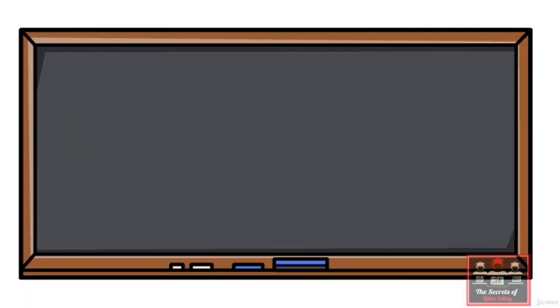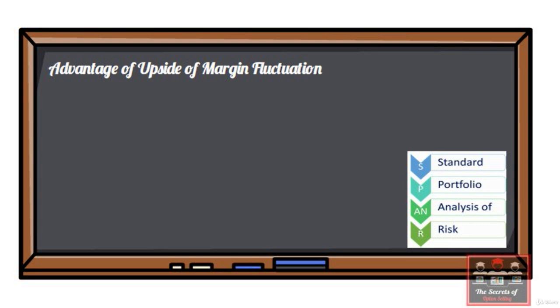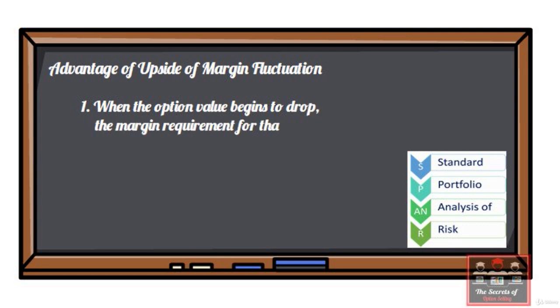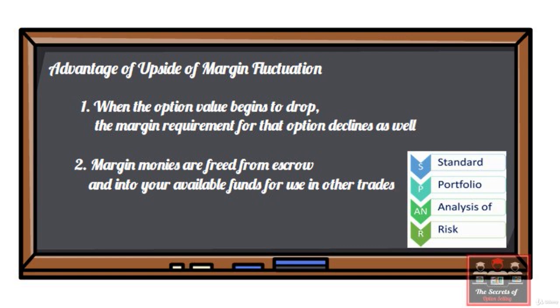So what is the advantage, or the benefit, of the margin variation? The upside of all this comes when the option weakens in value. This can happen as a result of either advantageous market moves or time decay. When the option value begins to drop, the margin requirement for that option declines as well. When this happens, these margin monies are freed from escrow and into your available funds for use in other trades. Your escrow and existing fund balances are revised on a daily basis to indicate the daily adjustment in margin obligations.